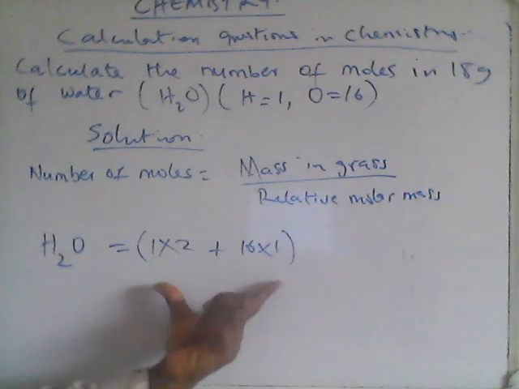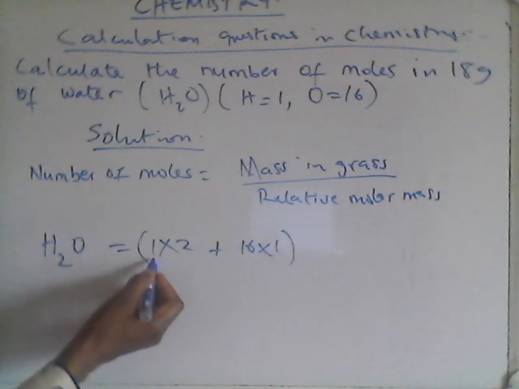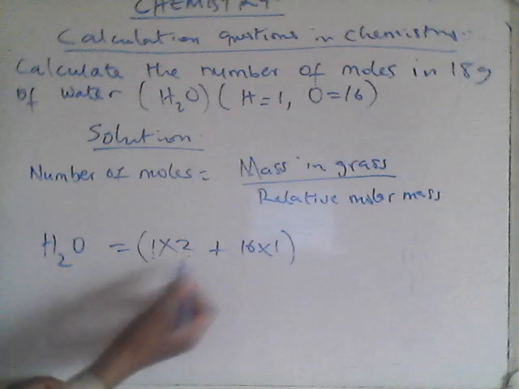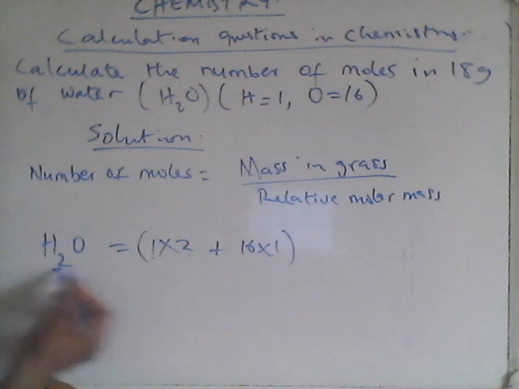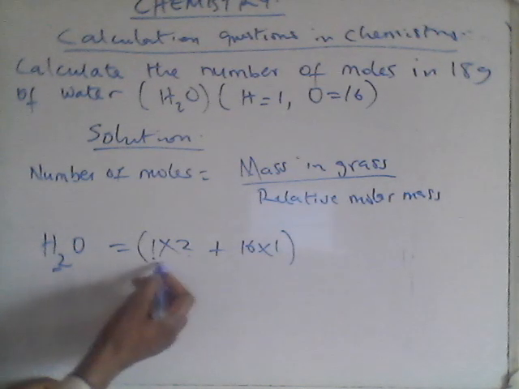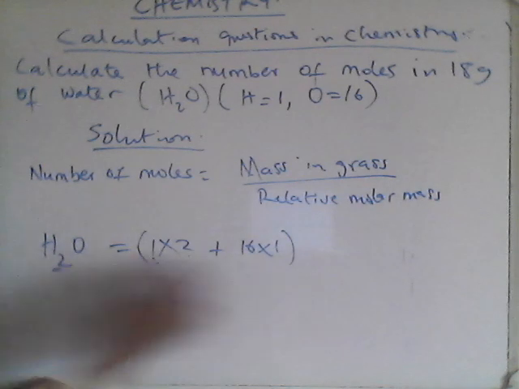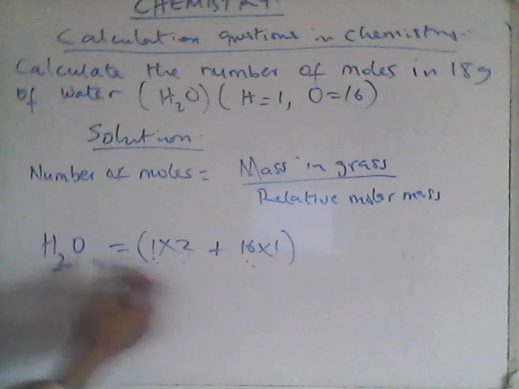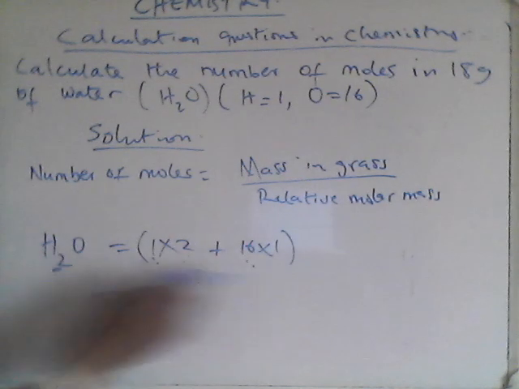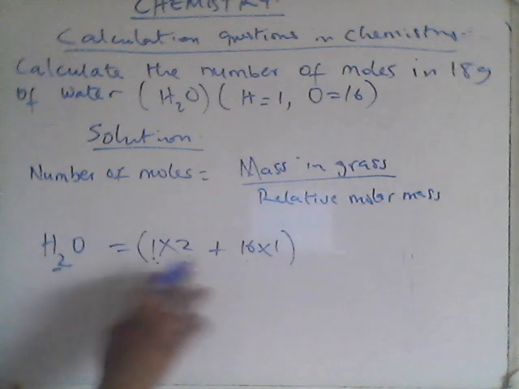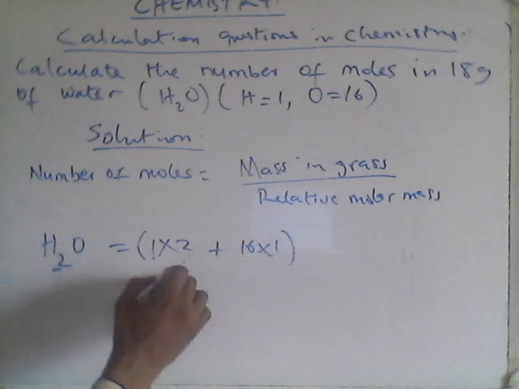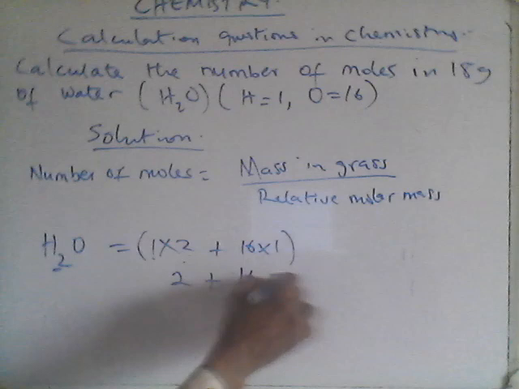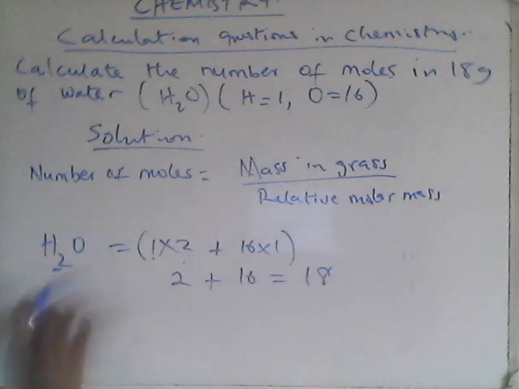You get this point. So the first number here represents the molar mass, and the second represents the number of atoms present. So for hydrogen, it is 1 times 2, then plus oxygen, I have 16 molar mass times 1 atom present. If I have 2 atoms present here, then I'll put 2 here. So I'm going to quickly do this maths. 1 times 2 is 2, plus 16 times 1 is 16. So the relative molar mass of water is 18.